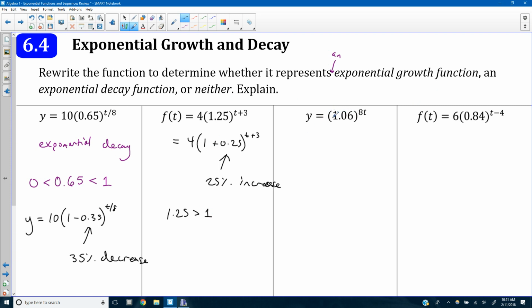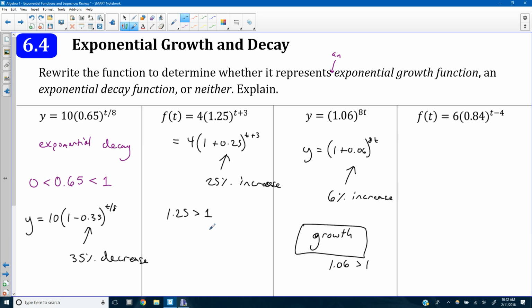Okay, next one, y equals 1.06 times 8t. Again, that's 1 plus 0.06 to the 8t power. As we're adding, that does mean a 6% increase. And of course, that does mean growth. And of course, 1.06 is also greater than 1. So, oh, hang on, I didn't write growth here. Growth and decay. These problems don't really get much more difficult than that when it comes to it.